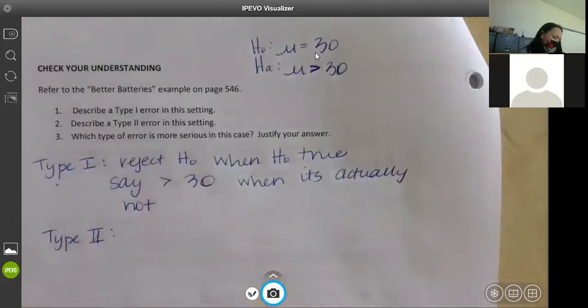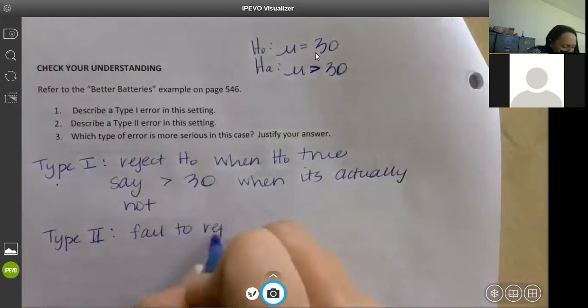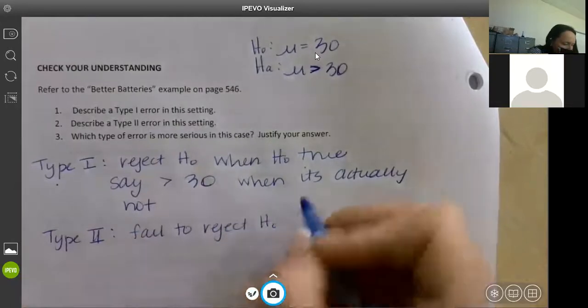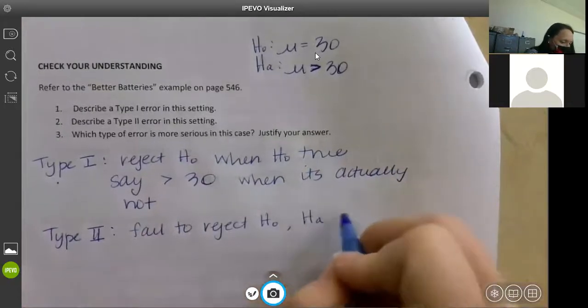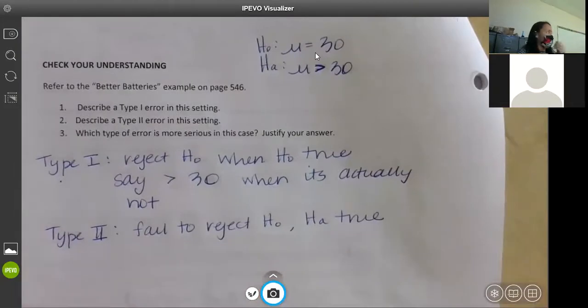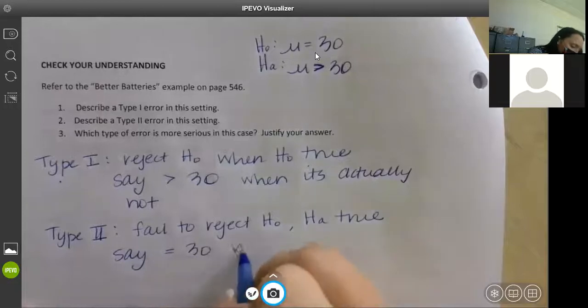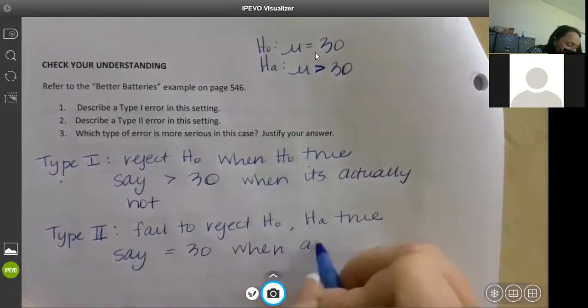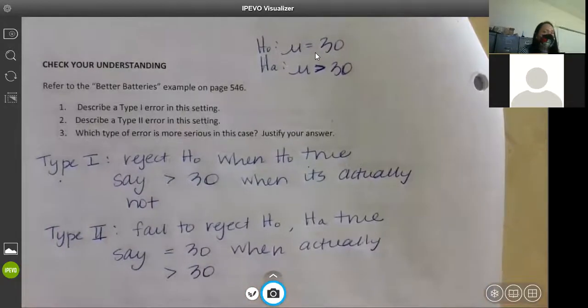Type 2 is we fail to reject H sub O when H sub A is true. So that means we keep the null. So type 2 is going with the null. So we say they're equal to 30 when actually greater than 30.